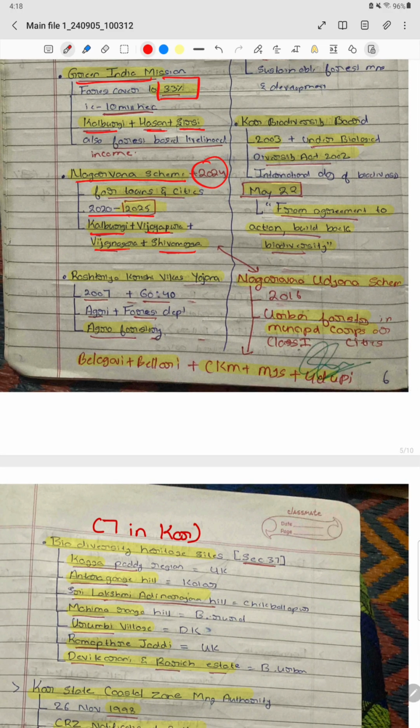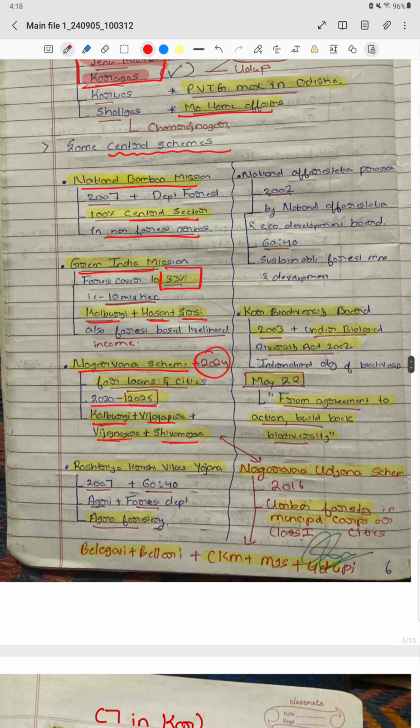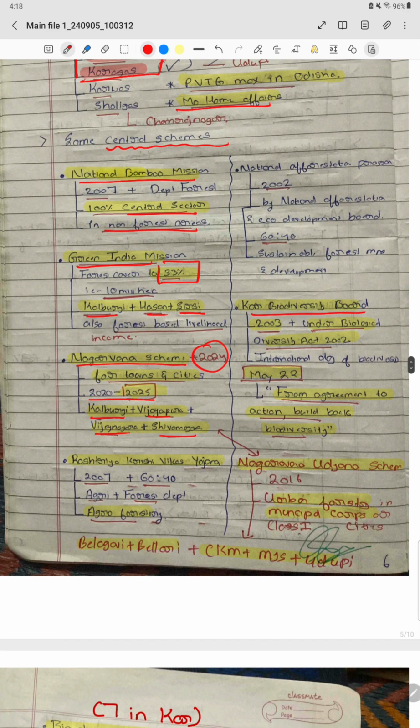Then we have Rashtriya Krishi Vikasa Yojana. So what is it? This is an agroforestry scheme. Then we have Karnataka Biodiversity Board. So when was it established? It was established in 2003 after the Biological Diversity Act of 2002, and we have to also remember the date.